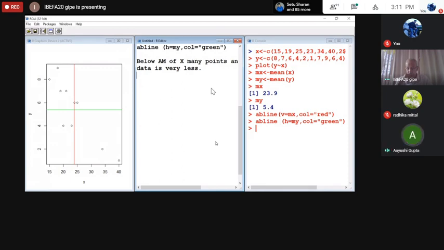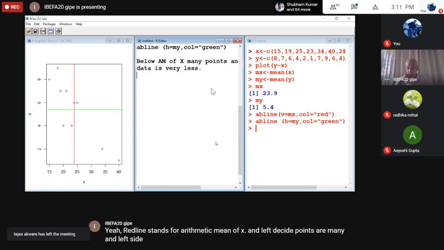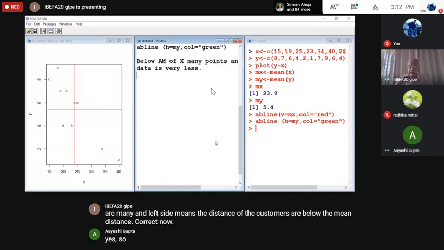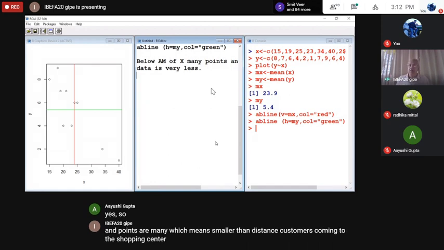So what about the points that are on the red line? Yeah, the red line stands for the arithmetic mean of x. And left side points are many. And left side means the distance of the customers is below the mean distance. Correct now? Yes, sir. And points are many, which means smaller the distance, customers coming to the shopping center will be more. Follow? Yes, sir.